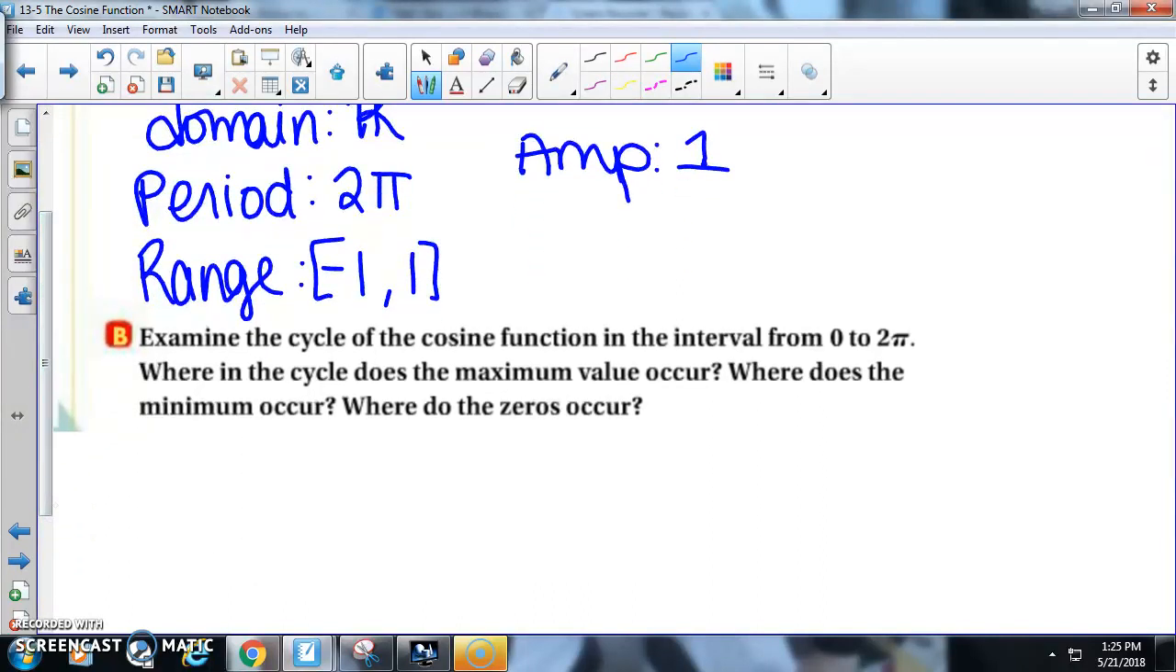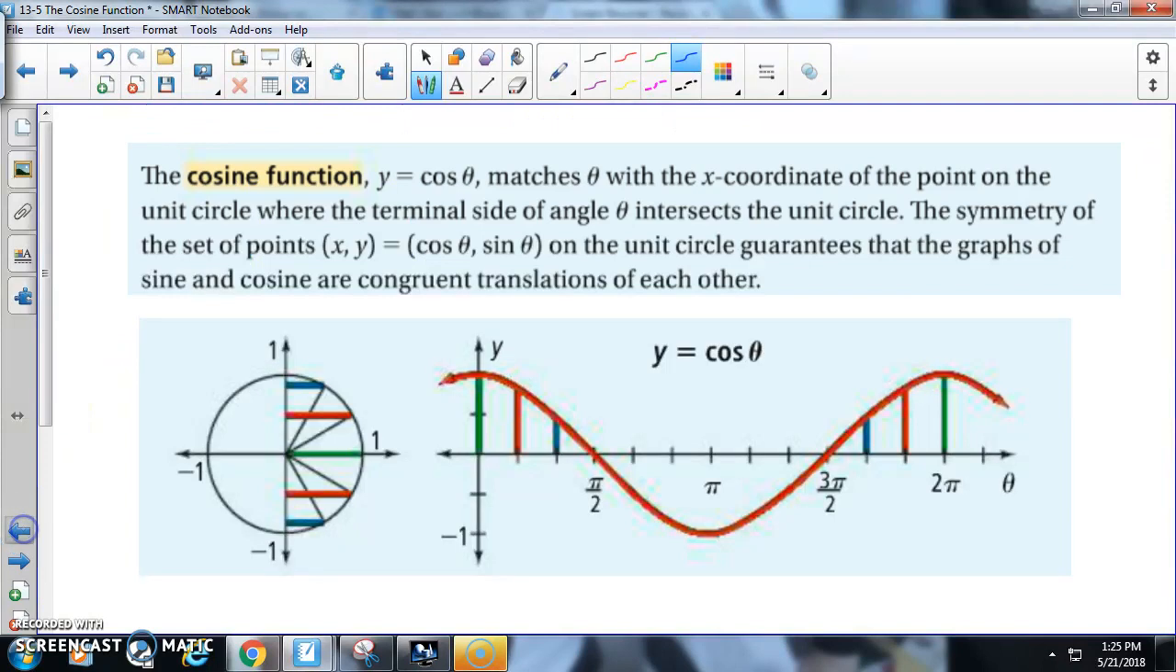Examine the cycle of cosine function in the interval from 0 to 2 pi. Where in the cycle does the maximum value occur? And where does the minimum value occur? Where do the zeros occur? So, if we look at our cosine graph, we have maximum values at 0 and 2 pi. We have a minimum value at pi, and then we have zeros at pi over 2 and 3 pi over 2.